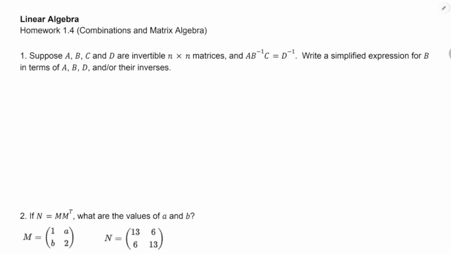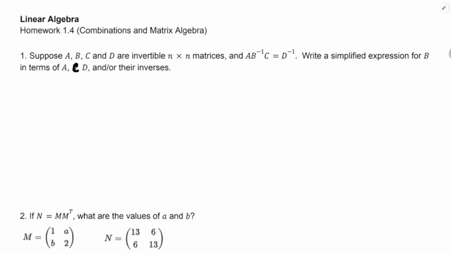Alright, in this video we got a new set of problems on matrix multiplication, kind of taking a different perspective on it and also doing some matrix algebra with the inverses. So suppose A, B, C, and D are invertible n by n matrices and A times B inverse times C is equal to D inverse. We want to write a simplified expression for B in terms of A, C, D, or their inverses.